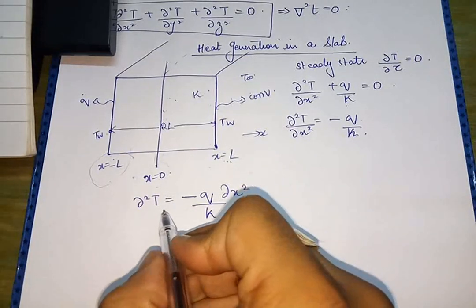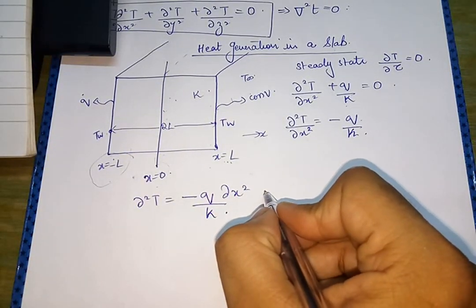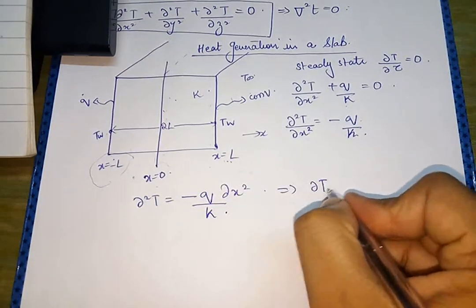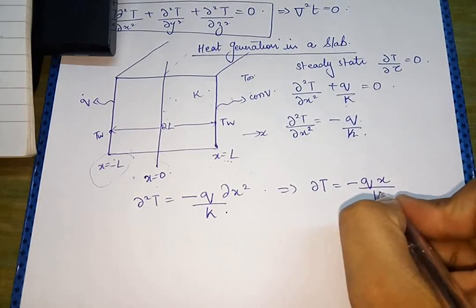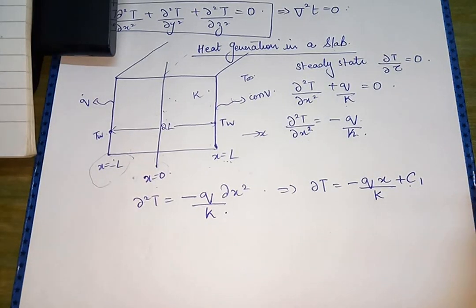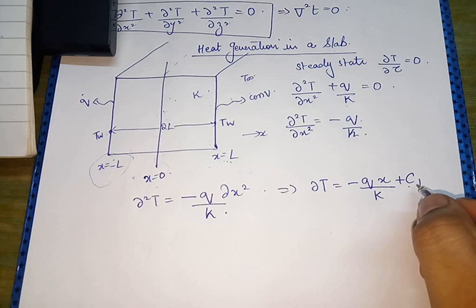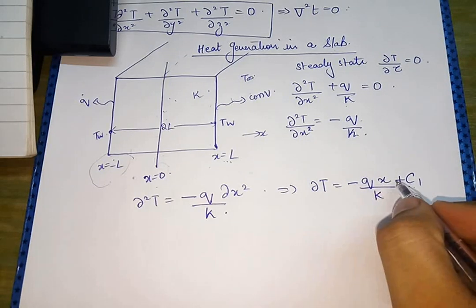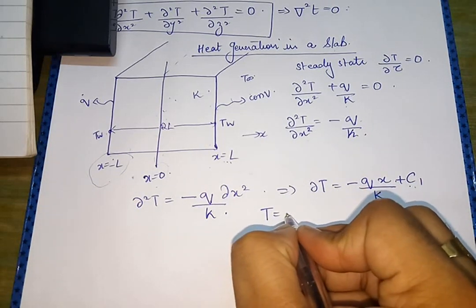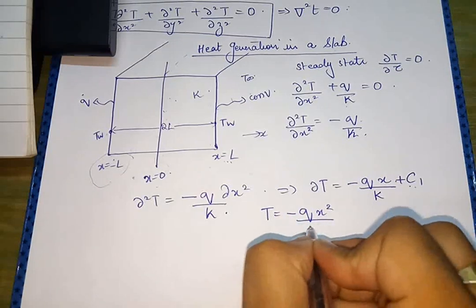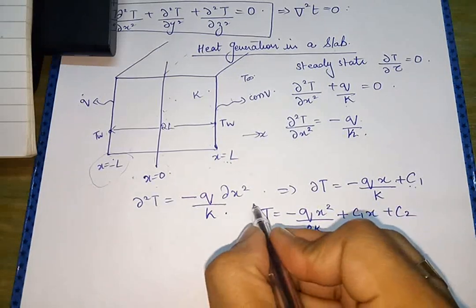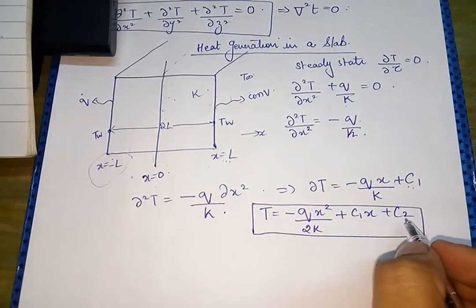Now what we will do is integrate this equation twice because we have a square. Integrating once, del T would be equal to minus qx upon k plus c1. C1 will be the constant introduced when we integrate this equation once. Now once again we will integrate this equation, so T equals minus qx square upon 2k plus c1x plus c2. This will be the equation after integrating it two times.